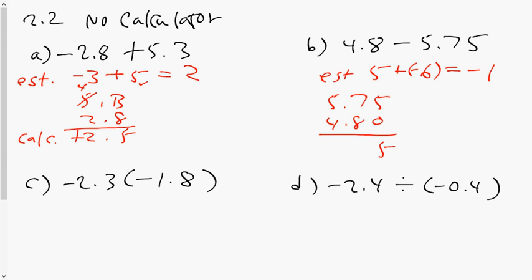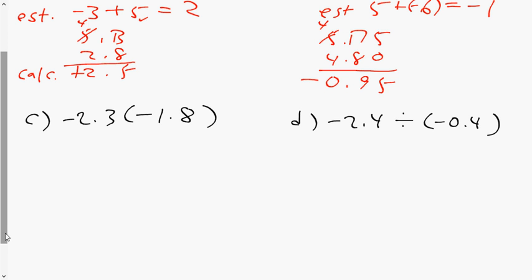5 take away 0 is 5. 7 take away 8 has to be borrowed, which is 9. I have 0.95, which of course is going to be negative because my estimation was negative, and I have more negatives than positives. So therefore, my calculation is negative 0.95.